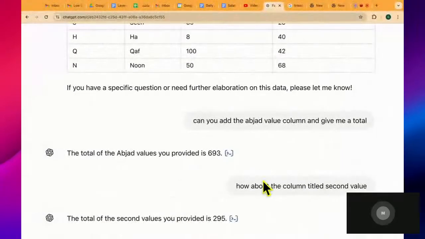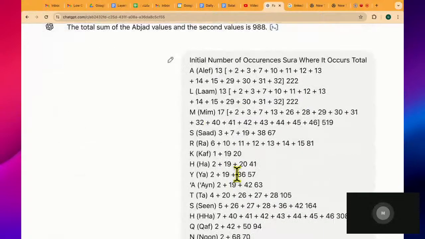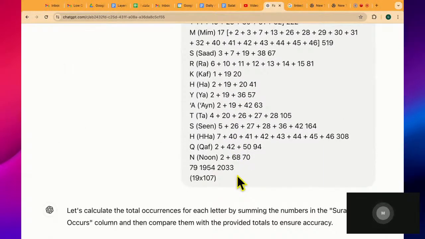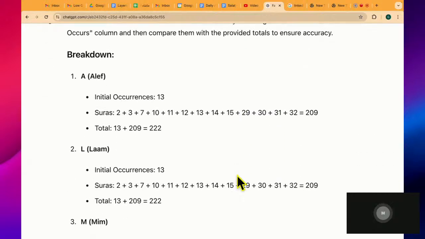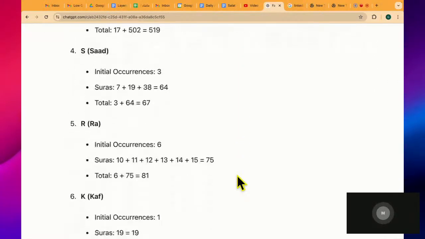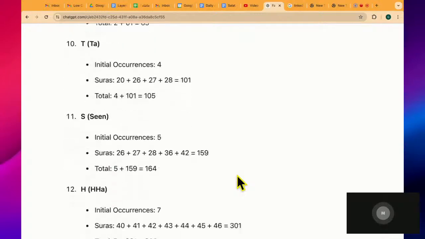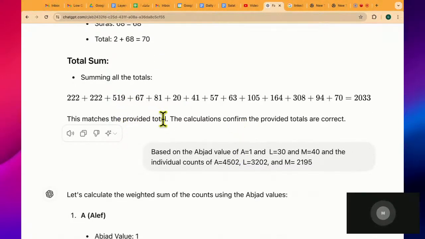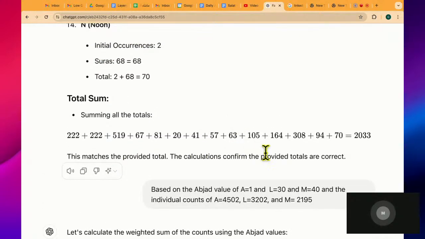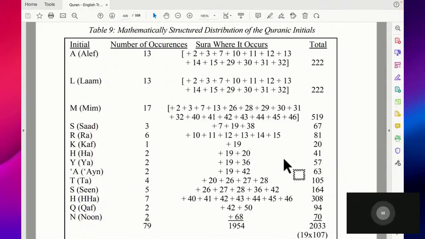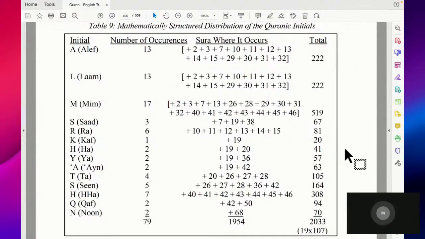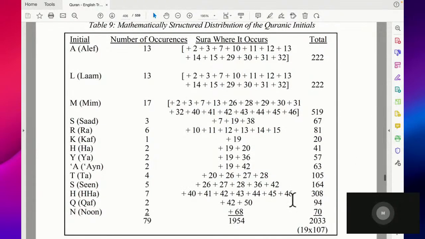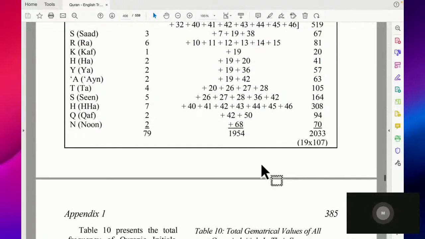Again, I just copied and pasted all of this in ChatGPT, and this is what it showed me. I mean, this is just phenomenal how ChatGPT works. It just calculated everything. It broke it down, did all the calculations for me, and then we came to the ending part of it. And it said that summing all the totals, this matches the provided total. The calculations confirm the provided total are correct. Alhamdulillah, praise be to God, Lord of the universe. So again, you see how, interestingly, these are connected to one another. And again, it becomes a multiple of 19. 19 times 107. Let's move to table 10.